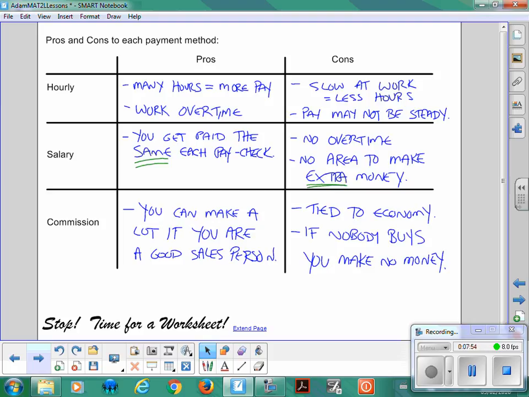So I think at this point, I'm going to let you go to a worksheet. I think this worksheet is more of an investigation where you get a chance to look into some careers, look at the payment system, or look at some jobs and get a feel for what you can expect in certain areas. So complete that worksheet. If you need any help, let the teacher know.